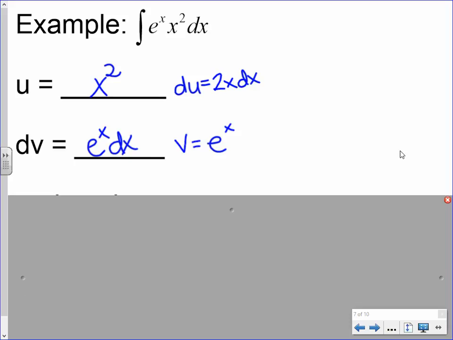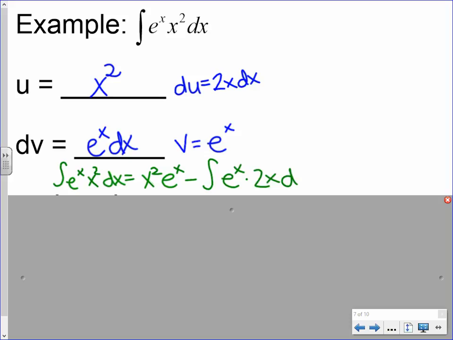So when we come here to do our integration by parts, u times v is x squared times e to the x, that's nice, minus the integral of v du, e to the x times 2x dx.